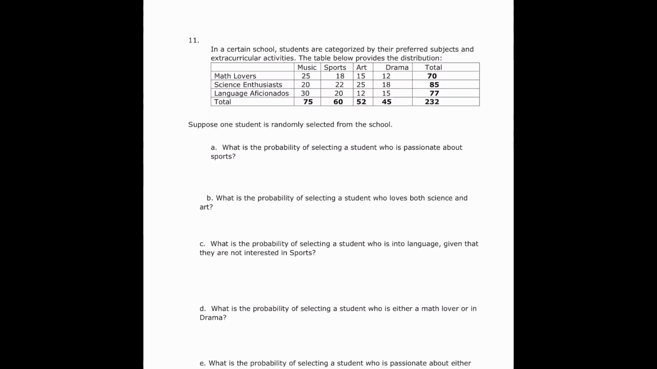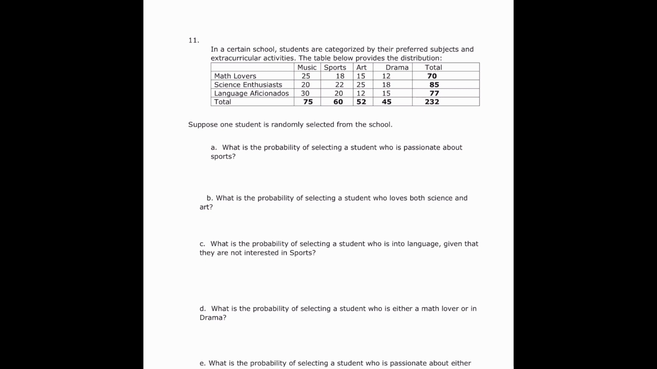Question number 11. In a certain school, students are categorized by their preferred subjects and extracurricular activities. The table below provides the distribution. Suppose one student is randomly selected from the school. What is the probability of selecting a student who's passionate about sports?